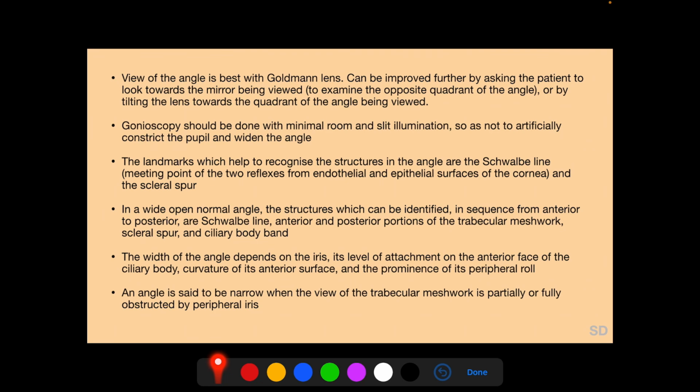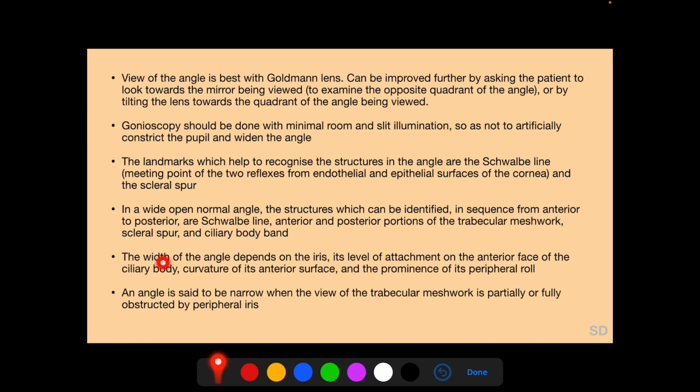the angle. The landmarks which help to recognize the structures in the angle are the Schwalbe's line and the scleral spur. The Schwalbe's line can be identified as the meeting point of the 2 reflexes from the endothelial and the epithelial surfaces of the cornea. In a wide open normal angle, the structures which can be identified in sequence from anterior to posterior are the Schwalbe's line, anterior and posterior portions of the trabecular meshwork, scleral spur and ciliary body band.